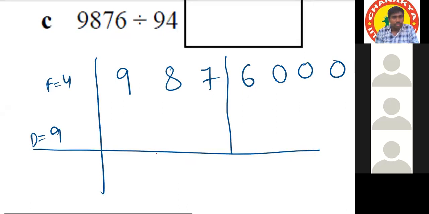So in 9, 9 will go or will not go? Sir, it will go. How many times? 1 time. 9 ones are 9 with the remainder 0. Write it before the next digit, it becomes 08. Next flag multiplication. Multiply the flag with the quotient. 1 4s are 4, sir. Remainder 4.